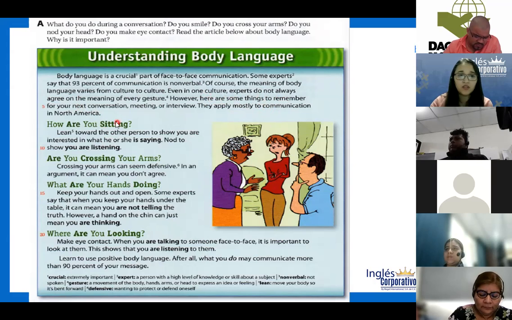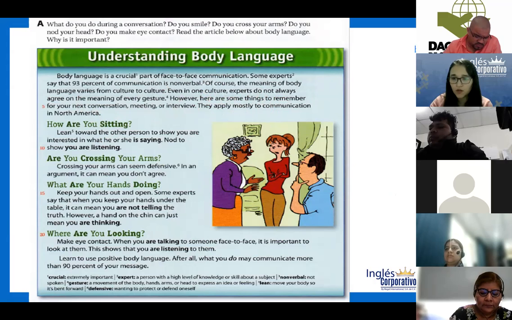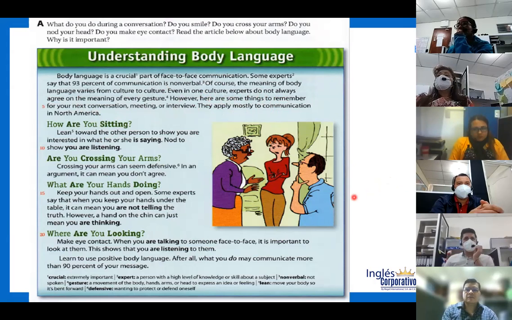Okay, so let's continue with what it says about body language, right? Can you help me, Josué, please? How are you sitting? Vamos a ver qué nos indica la forma en cómo nos sentamos, right? How are you sitting?